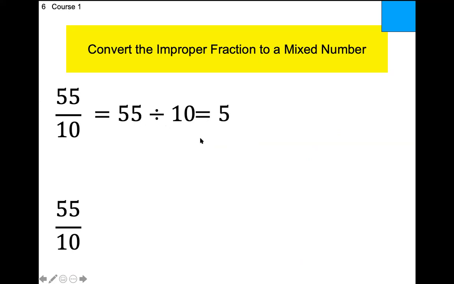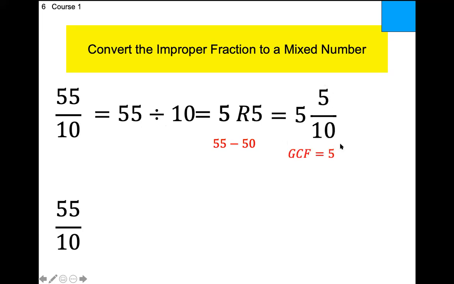55 minus 50 would be 5. So we get 5, remainder 5. So that would be 5 and 5 tenths. Now we look at this fraction, 5 tenths, and make sure that it can't be reduced. Oh, it can be reduced. The GCF of 5 and 10 is 5. 5 goes into both 5 and 10, so we divide top and bottom by 5. 5 divided by 5 is 1. 10 divided by 5 is 2. So we get 5 and 1/2.